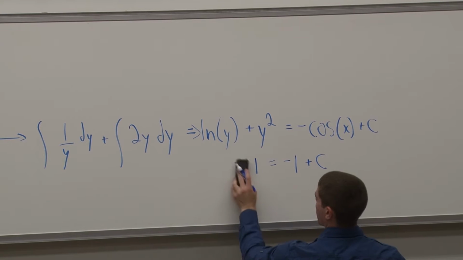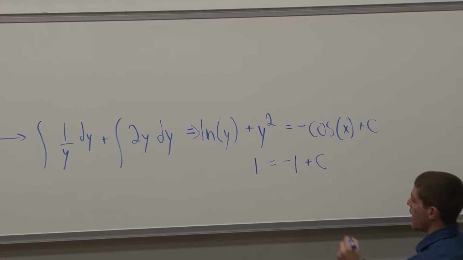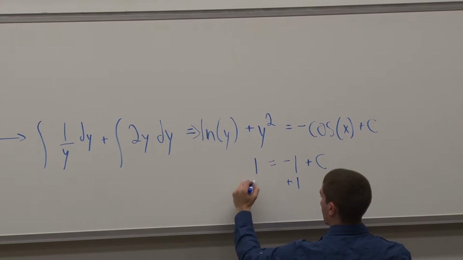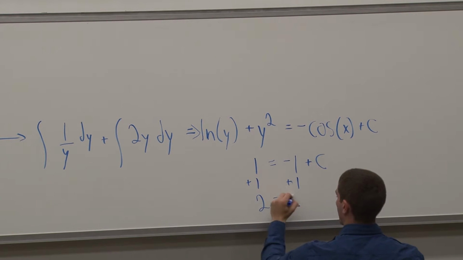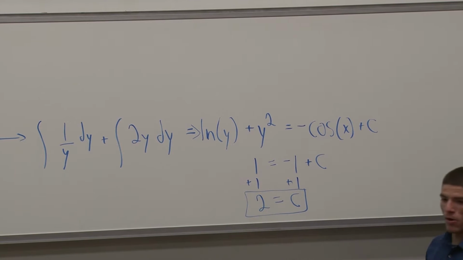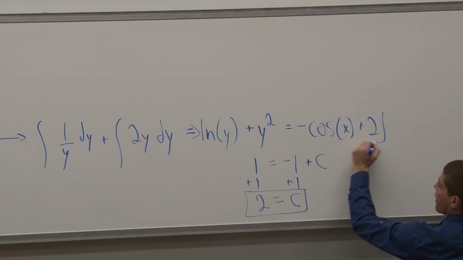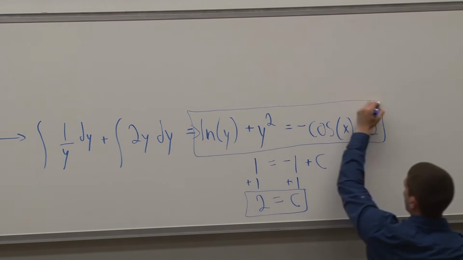So now the 0 goes away. So you have that. You add 1 to each side. So 2 equals c. OK, so now we know that 2 equals c. We simply just get rid of the c and put a 2. And that is your answer for separable.